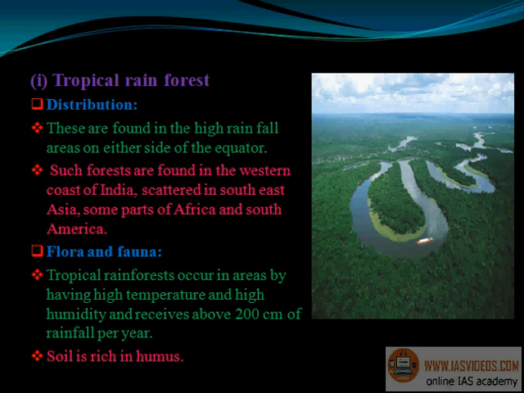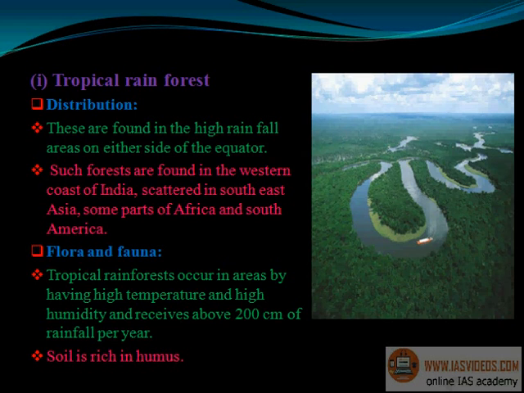1. Tropical rainforest. Distribution. These are found in the high rainfall areas on either side of the equator. Such forests are found in the western coast of India, scattered in Southeast Asia, some parts of Africa and South America. Flora and fauna. Tropical rainforests occur in areas having high temperature and high humidity and receive above 200 centimeters of rainfall per year.